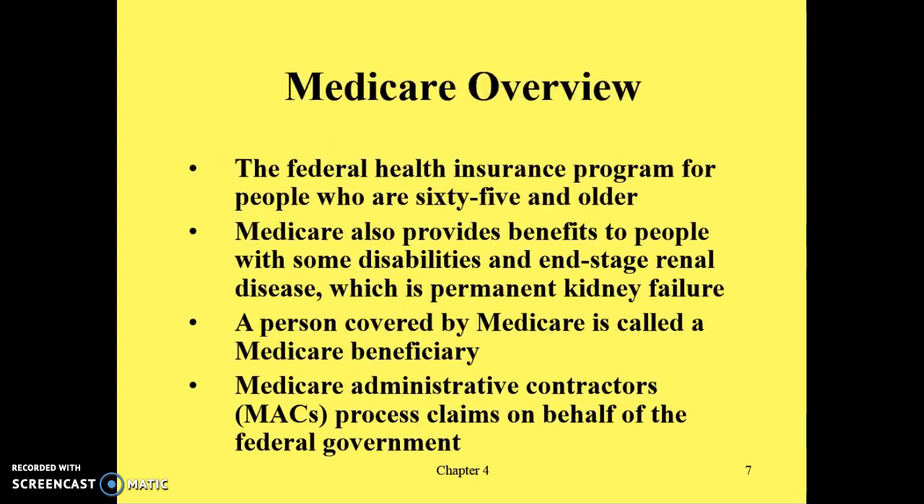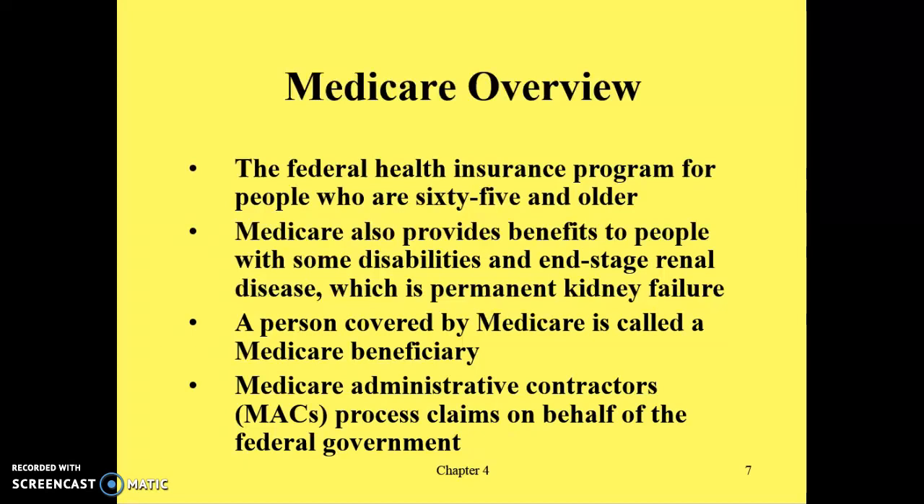So first of all, let's just take a quick look at Medicare. What is Medicare? Medicare is a federal health insurance program, and it's for people who are 65 and older. Now, it also does provide benefits to people that are under age 65, but only if they fall into specific categories. So they have to have some sort of a disability, end-stage renal disease, something like that. So if they fall into one of those other buckets, they would be covered under Medicare as well.